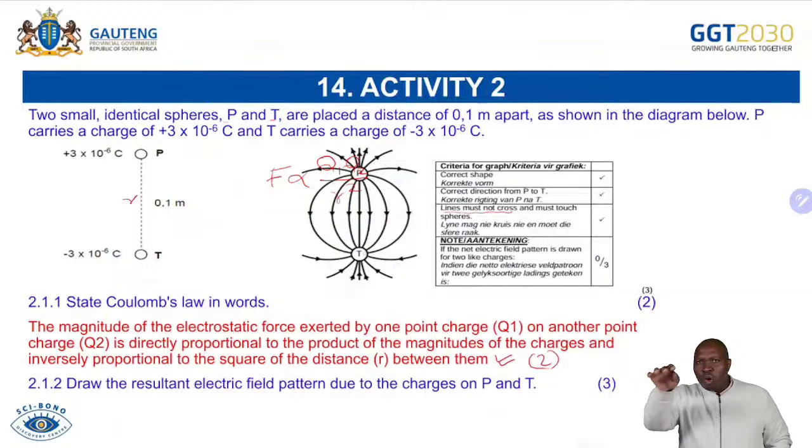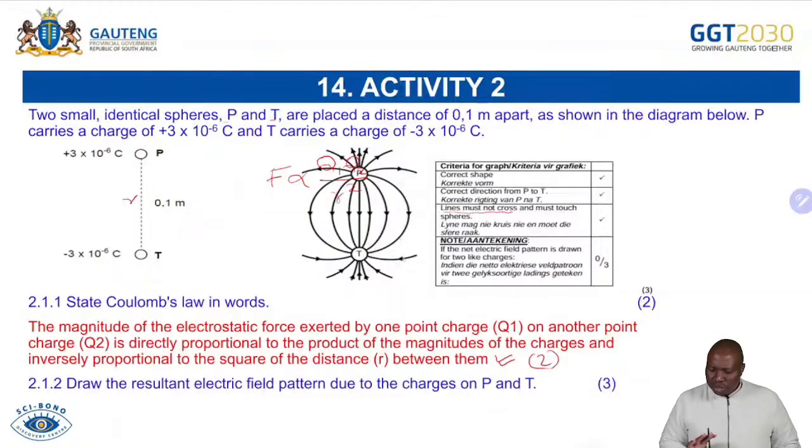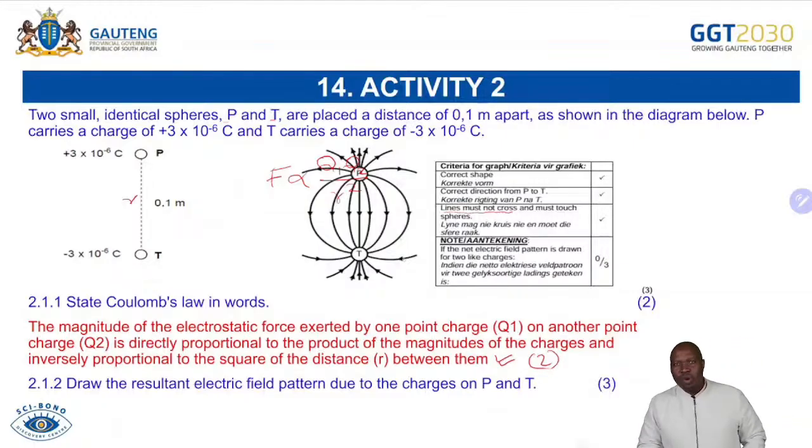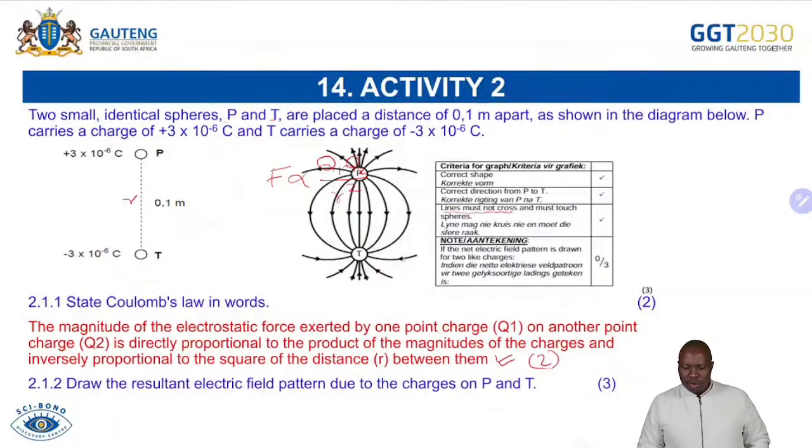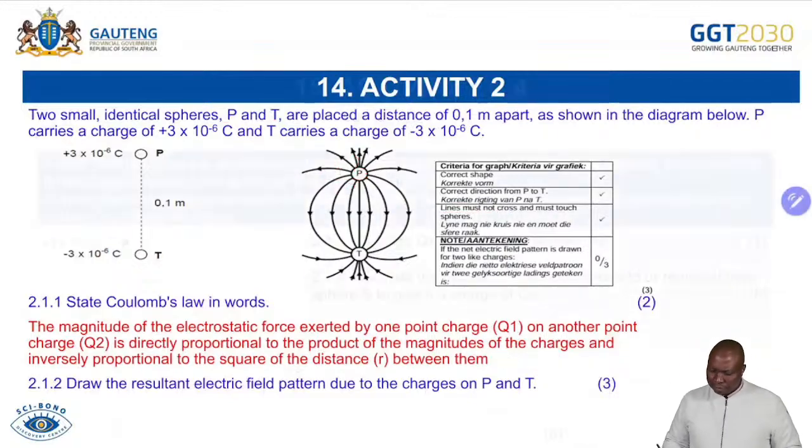But you see that they don't go inside the spheres, so don't draw lines inside where there is T and P. They must not cross and must touch the sphere. You can't draw the lines and then they stop somewhere, or as you draw them they cross one another. So take care. This is 3 marks. This is 1% of your final exam mark if you get a question like this one. So please draw it and collect all 3 marks, and then we are able to move forward.